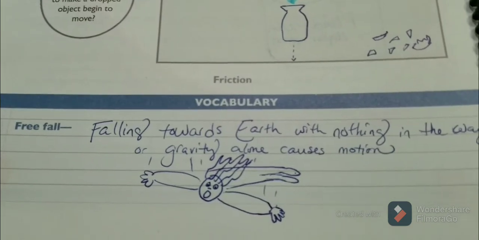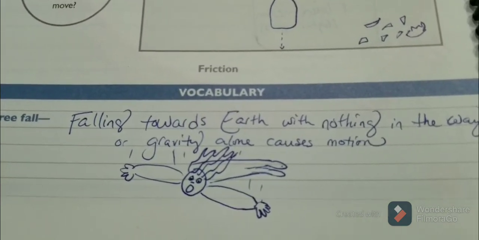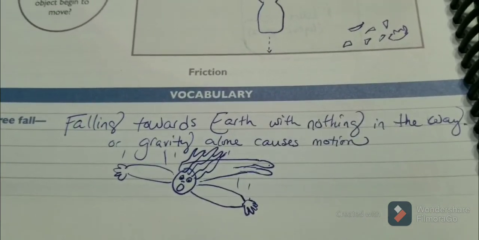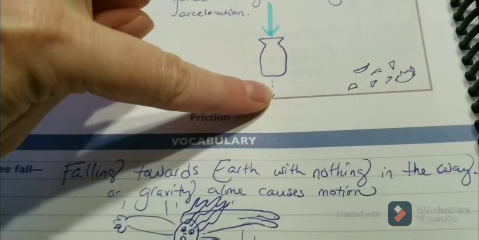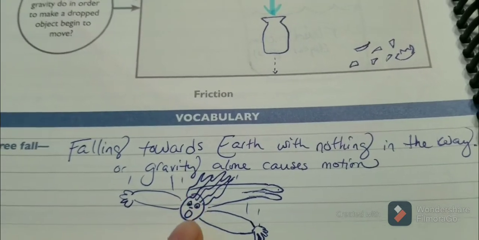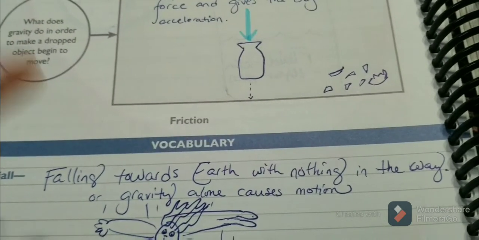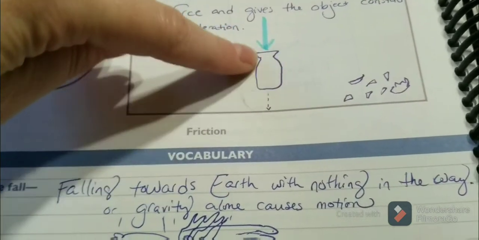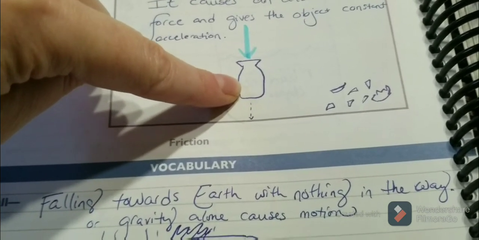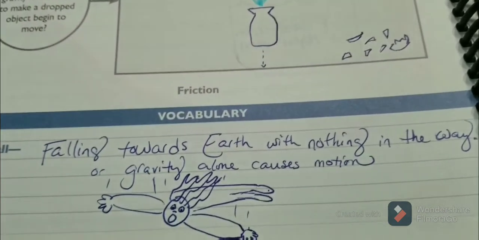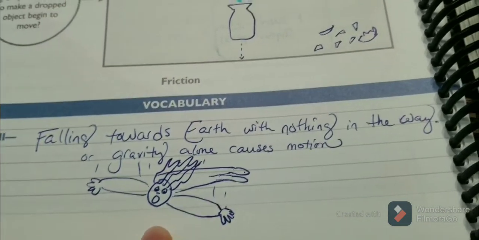What is free fall? Free fall is falling towards the earth with nothing in the way. So they don't hit the ground like up here and stop. Well, maybe you do. But for a little while, this was in free fall, right? If we dropped it from more than a few inches, it's in free fall for a short time. Maybe this person jumped out of an airplane.